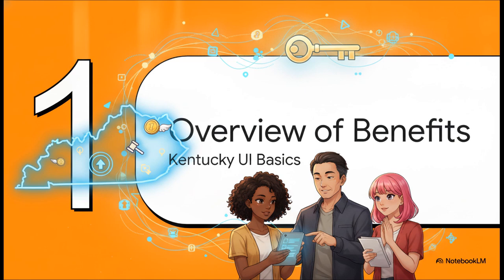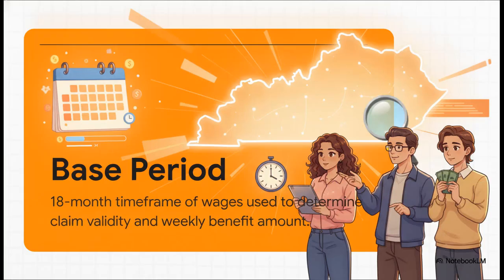Section 1. Overview of Kentucky benefits. First things first, we need to talk about the base period. This is a super important term because, simply put, you need to have enough earnings in Kentucky over the last 18 months to even establish a claim. According to the Kentucky Office of Unemployment Insurance, these benefits are really meant for folks who lose their jobs through absolutely no fault of their own.